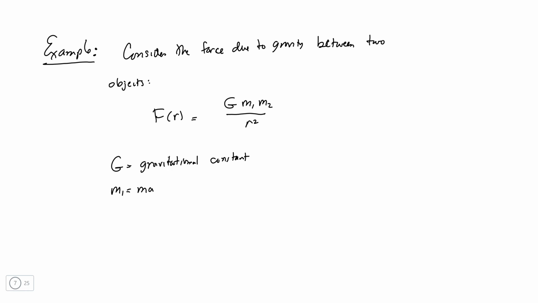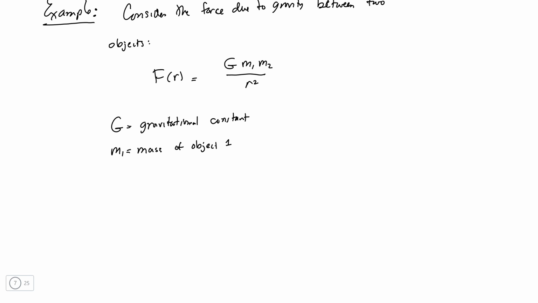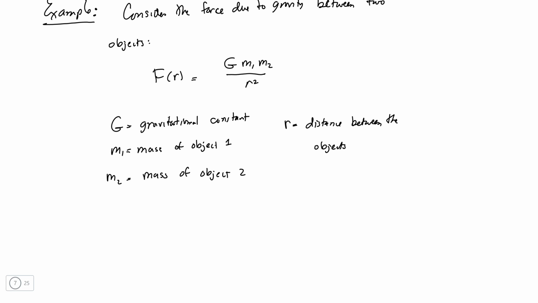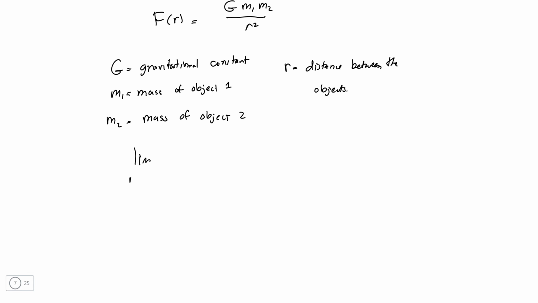m1 is the mass of object 1, m2 is the mass of object 2, and r is the distance between the objects. And so we can ask here for a couple of limits of what's going on. So let's look at the limit, say, as r goes to infinity first.